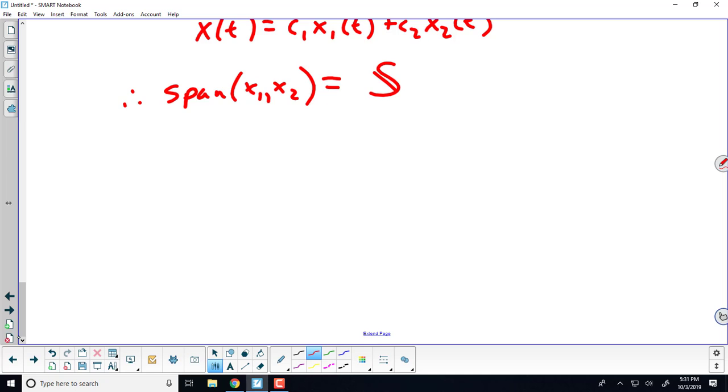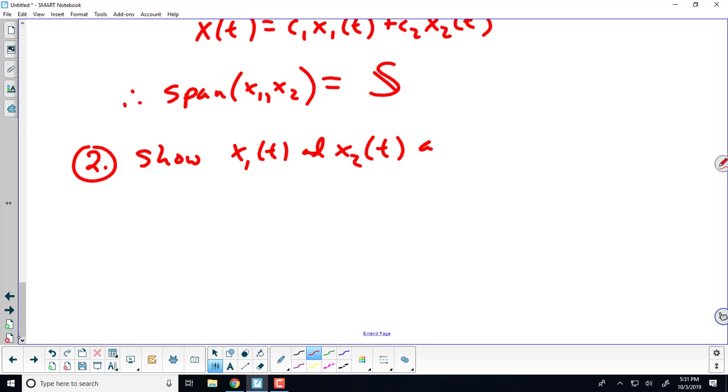If we want to show that it's a basis, we have to show that it spans and that they are linearly independent, okay? Let's show x1 of t and x2 of t are linearly independent.